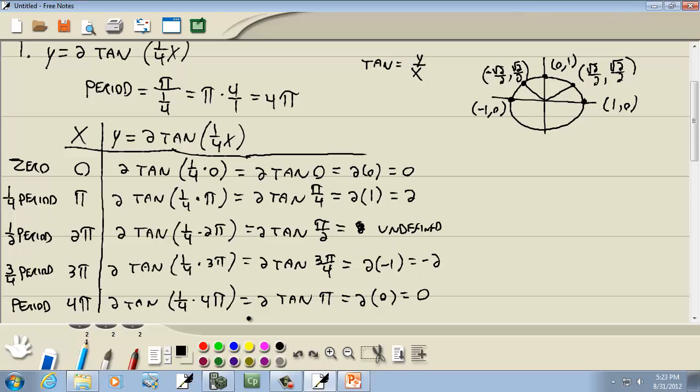Like this. Now, unlike sine and cosine, this is going to go from 0 to pi over 4 to pi over 2 to 3 pi over 4 to pi. It'll always follow that form if you pick your period right. Okay, so now we've got some points to plot.